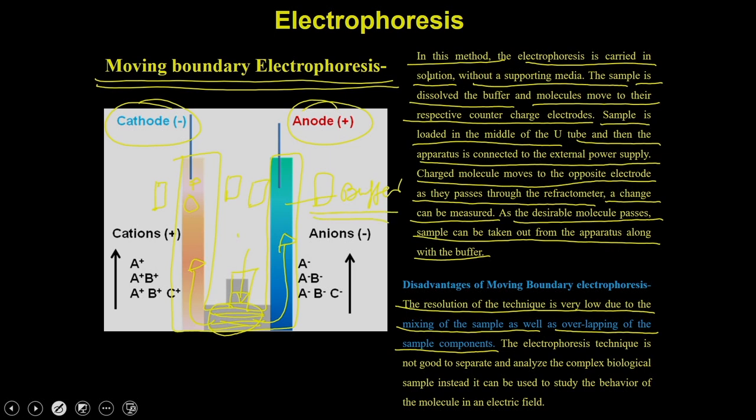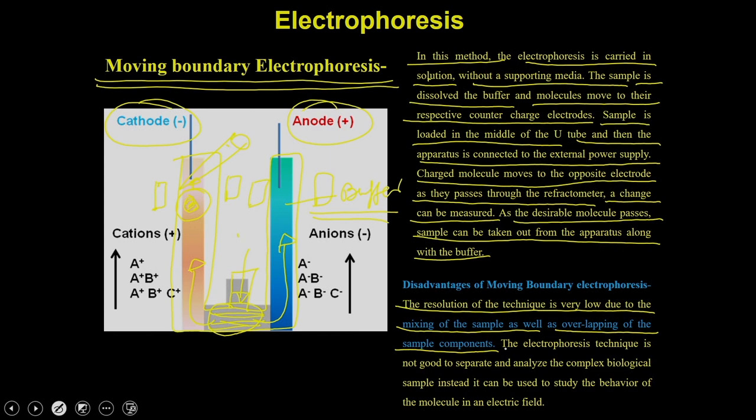There will be no separations, and there will be no way that you know which molecule is moving or passing through the refractometer. Because of that, it always has a problem of ambiguity, because you have to standardize very nicely so that you will know when your molecule of interest is going through the refractometer, so that you can actually put the pipette and take out this sample from the moving boundary electrophoresis apparatus.